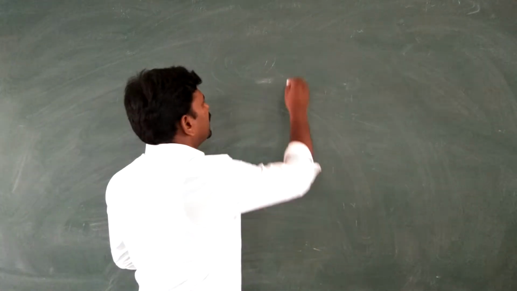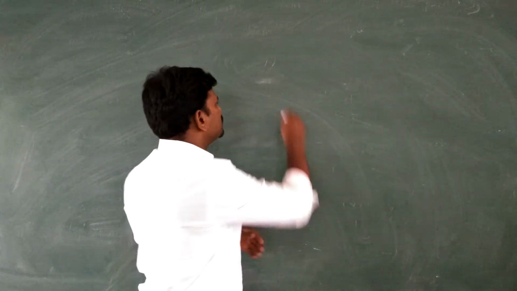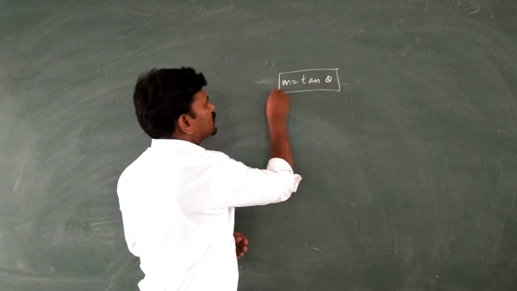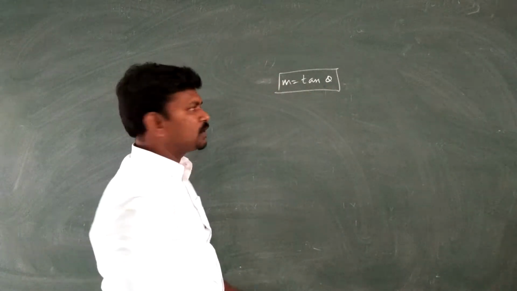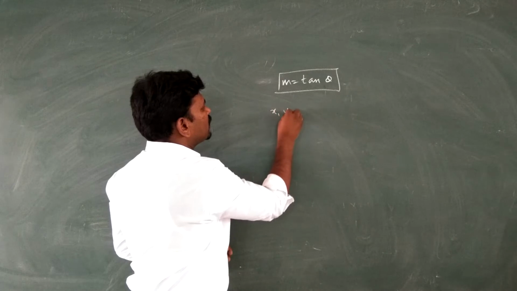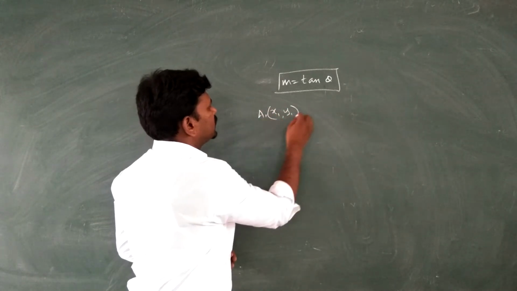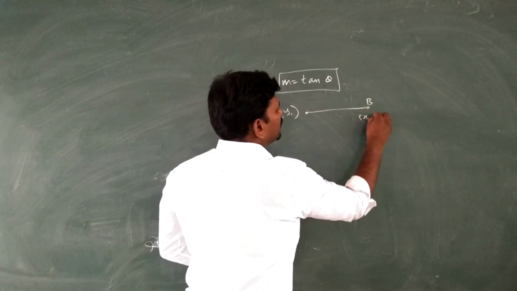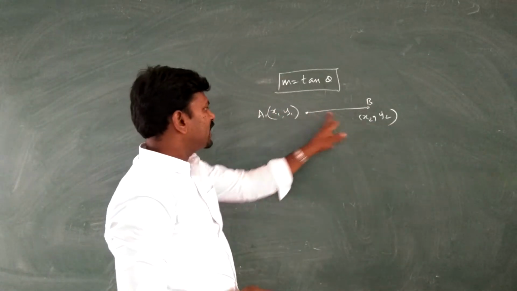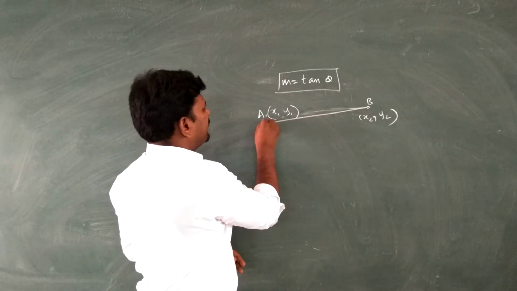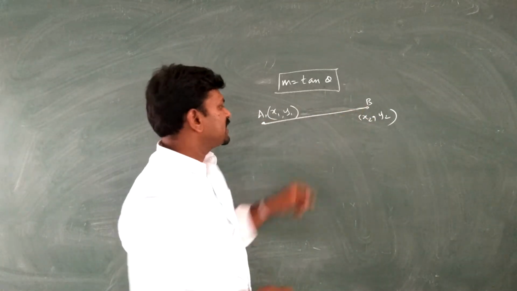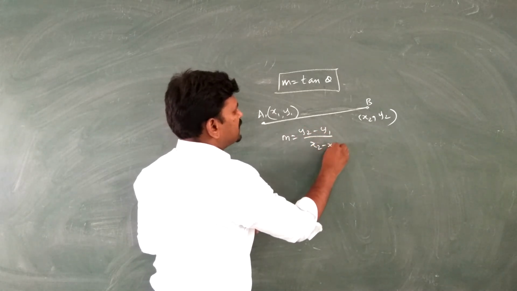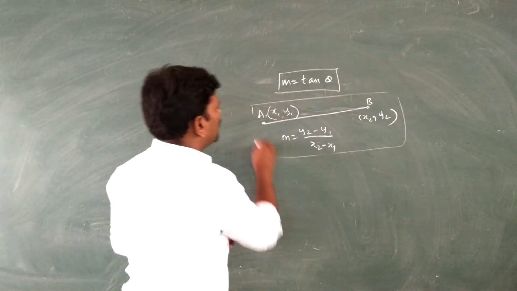The first one is when the angle of inclination is given, we will use m is equal to tan theta to find the slope. Theta is the angle of inclination, m is the slope. Then if two points are given, x1, y1 and x2, y2, like this is A, this is B, we will use the formula y2 minus y1 by x2 minus x1. These are the two formulas.